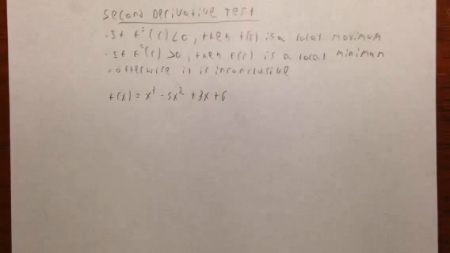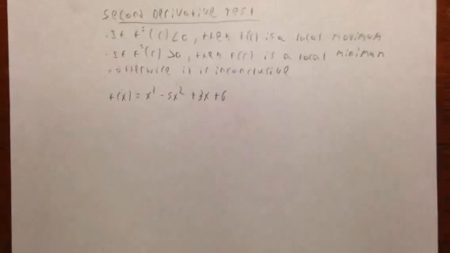So the second derivative test states that if f double prime of c is less than 0, then f of c is a local maximum, and if f double prime of c is greater than 0, then f of c is a local minimum. Otherwise, it's inconclusive. So if you get a value of 0, you can't state if it's a local minimum or a local maximum, and you'll have to use the first derivative test to find out what the local minimum and maximum are.